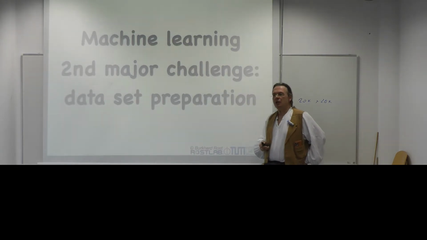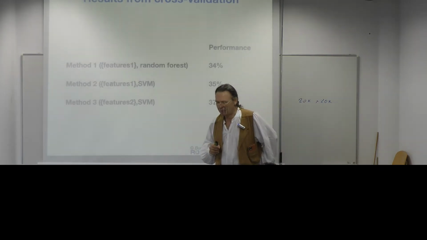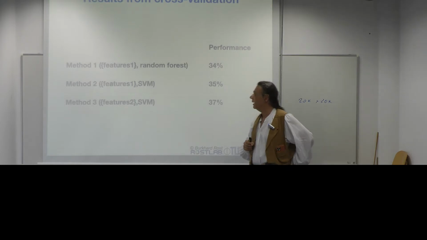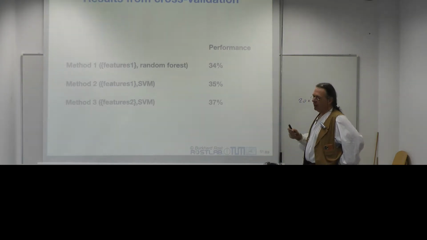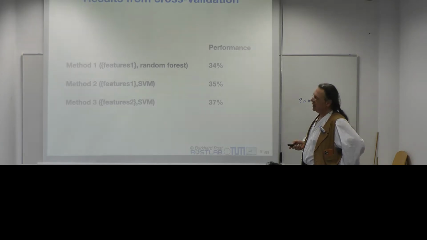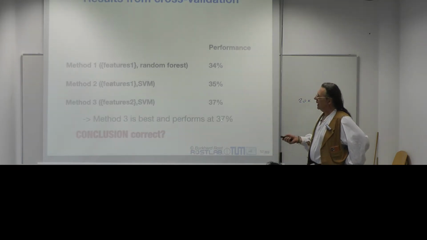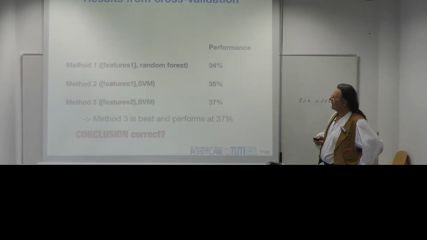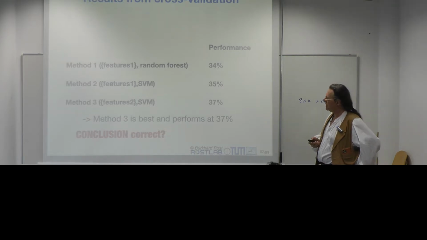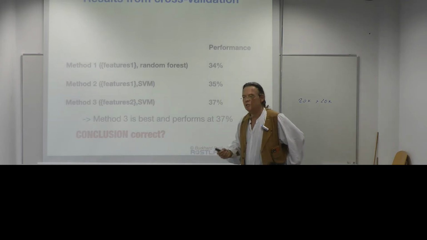Now, the second major issue really is the dataset preparation. We already discussed this issue here. If we have three methods, with the performance difference being that, one question you may ask is, do they differ? For instance, in this particular case, you may say method 3 is the best and performs at 37%, and the question is, is that correct? There's a bunch of questions you have to ask.